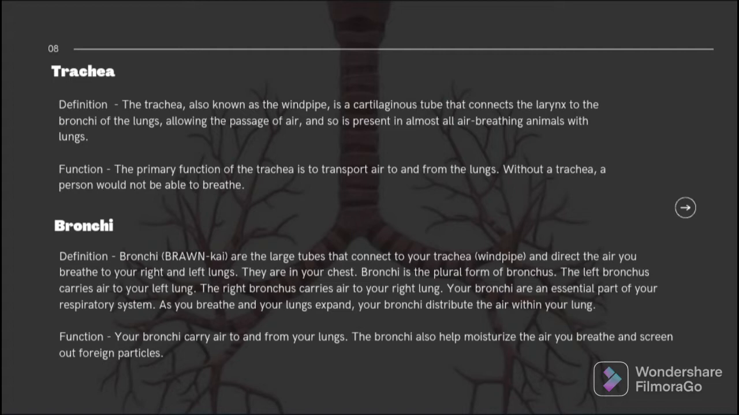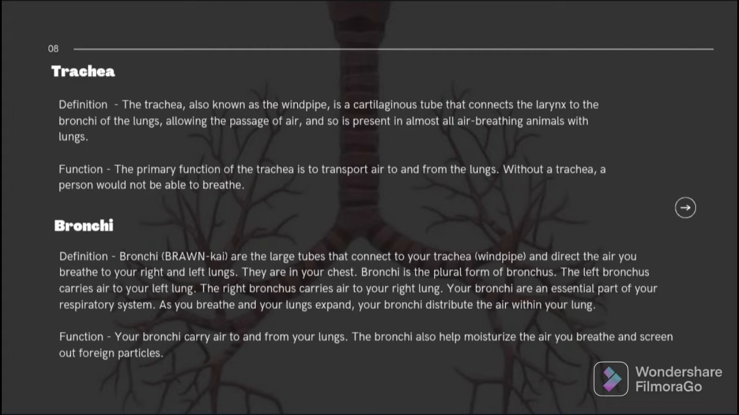Bronchi are the large tubes that connect to your trachea, or windpipe, and direct the air you breathe to your right and left lungs. They are in your chest. Bronchi is the plural form of bronchus. The left bronchus carries air to your left lung. The right bronchus carries air to your right lung.